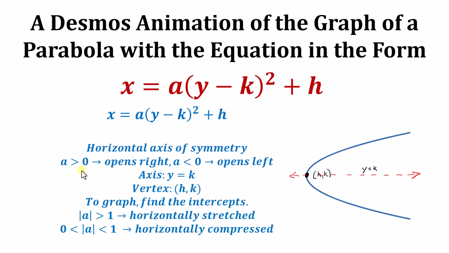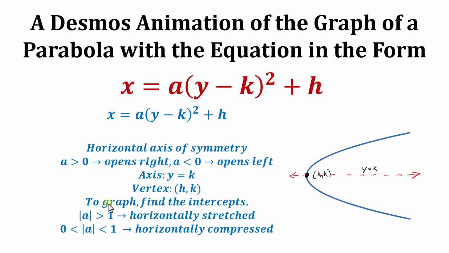If a is greater than 0, the parabola opens to the right. If a is less than 0, the parabola opens to the left. The vertex is always the point h comma k, and the equation of the axis of symmetry is y equals k. This should make sense because the axis of symmetry does pass through the vertex.